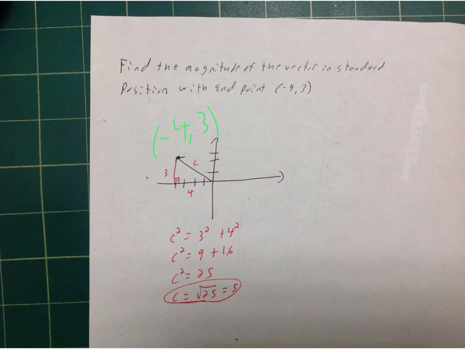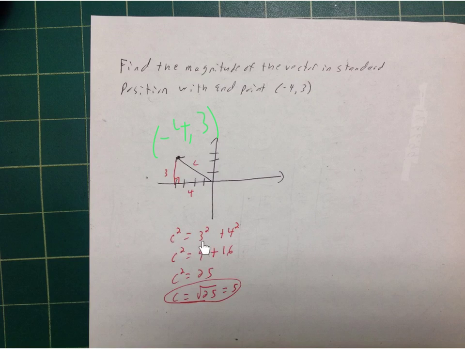That means it's 4 to the left of the origin and up 3. We want to find the magnitude, which means the length of it. So in red here, I made a right triangle. This side's 3, that side's 4. I labeled the hypotenuse, the side opposite the right angle, C, and I just used the Pythagorean theorem on it.